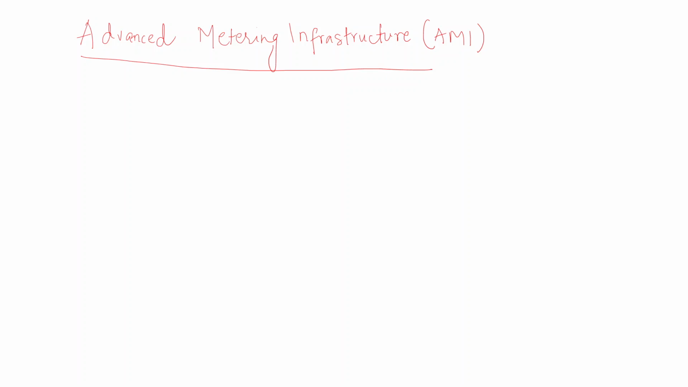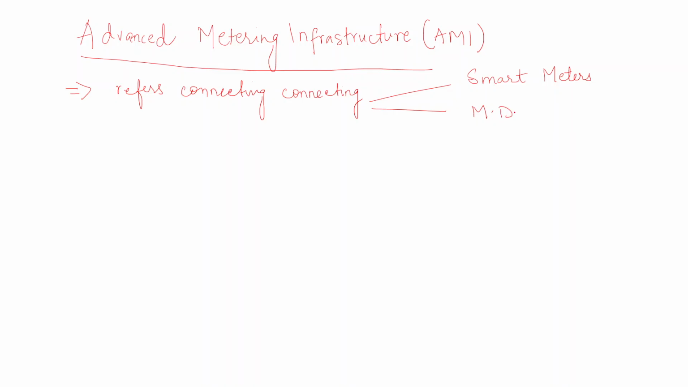So this is the topic you must have gone through in the video lecture. So actually what is AMI? It is an advanced metering infrastructure which refers to connecting smart meters, meter data management and other communication elements which support the communication between the smart meters and the data management.